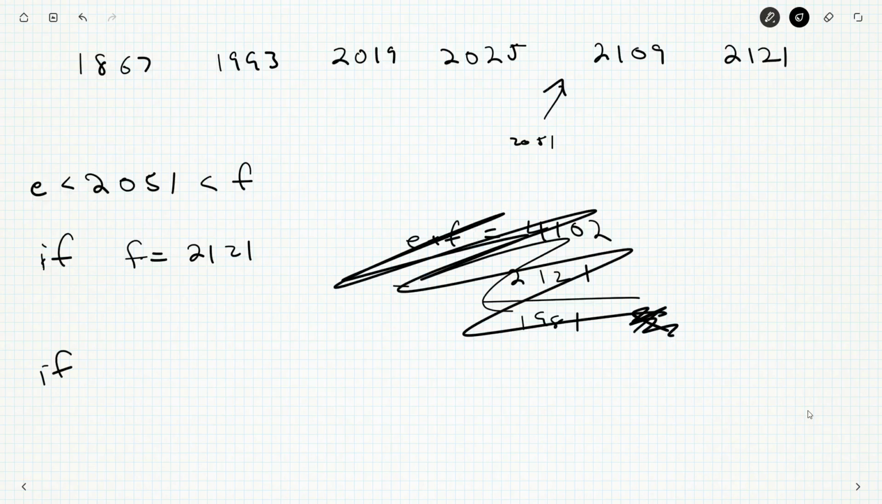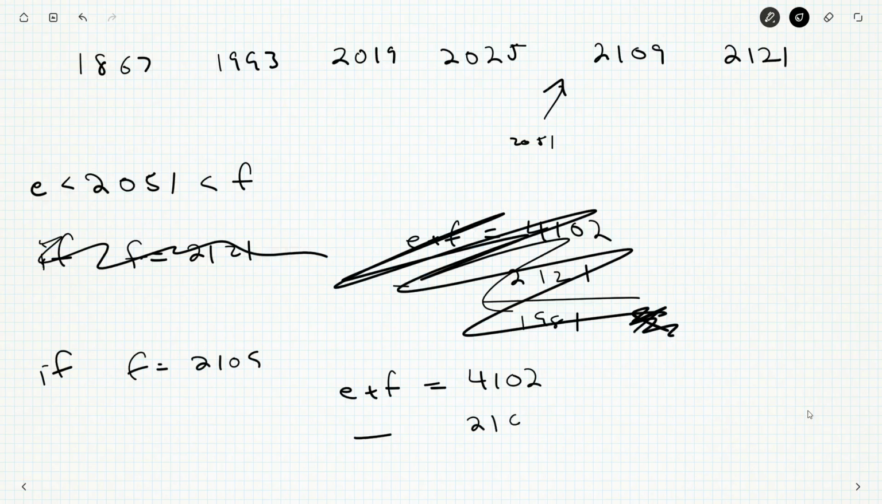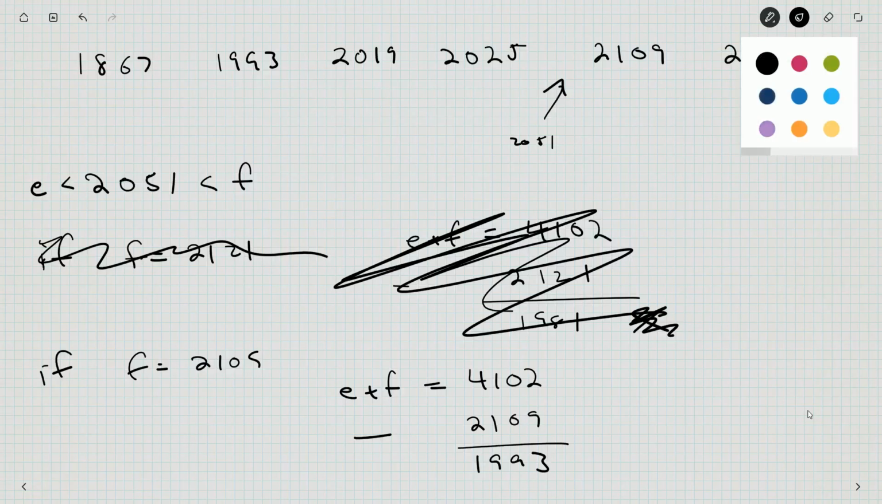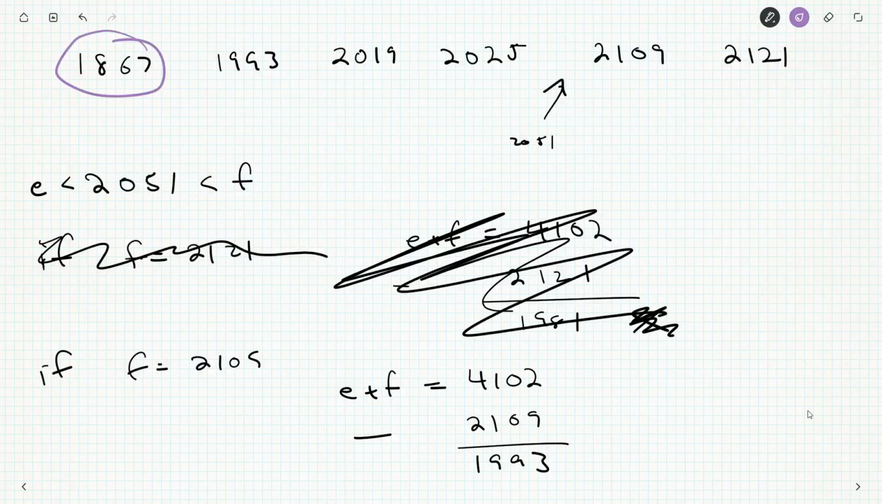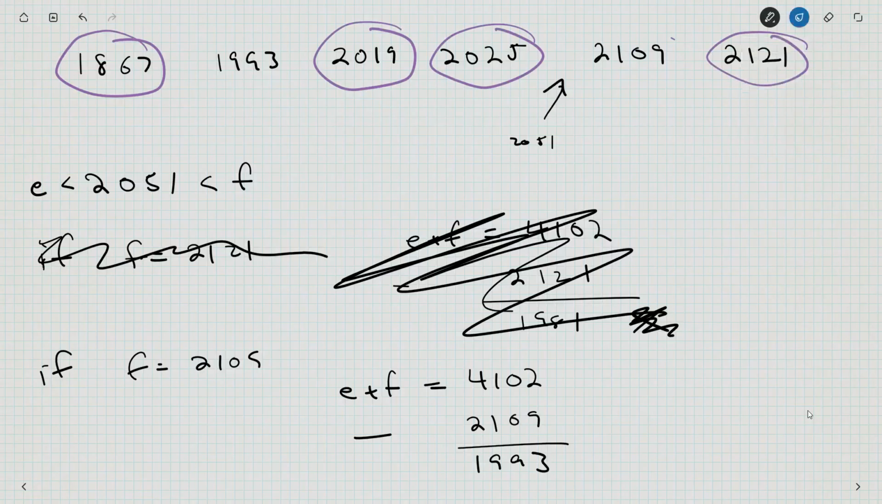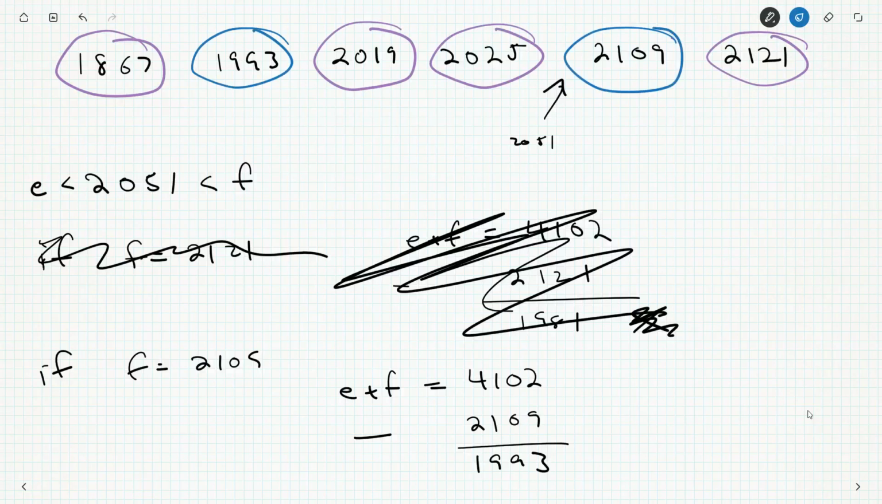So, okay, what if F were the other one, 2109? If F were 2109, we still know E plus F is 4102. We'll subtract off F and be left with E. Now 4102 minus 2109 is 1993. So that means that originally I chose 1867, 2019, 2025, and 2121. Those are the four numbers I chose. They should have an average of 2008. We'll get that in a moment. So the other two numbers left over are 1993 and 2109.